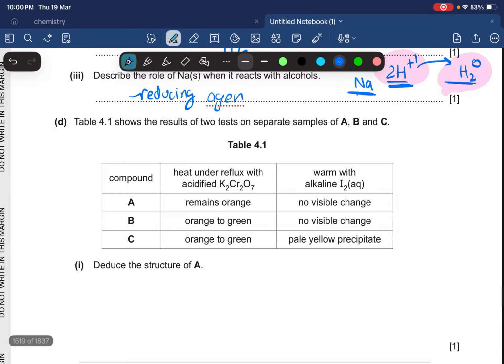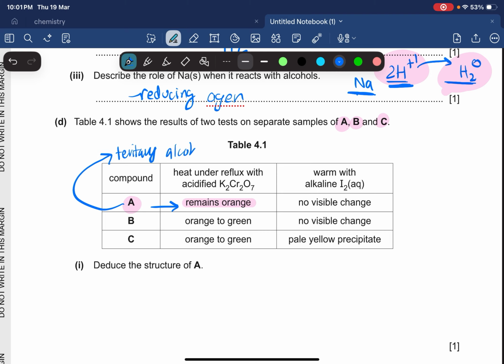It shows the results of 2 tests on separate samples of A, B and C. For A, they're all alcohols, I know. It remains orange under heat, so if it remains orange, it doesn't get oxidized. Then that means A is a tertiary alcohol, because I know that tertiary alcohols are not oxidized. Warm with alkaline I2, no change. That means it does not have this group attached to it.